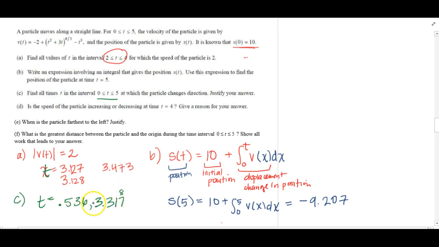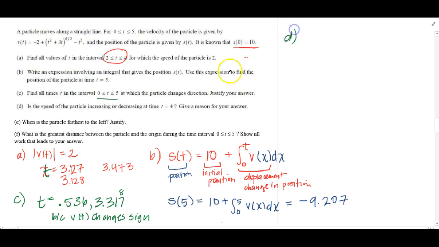So these are the two places where v of t changes sign. So we needed that justification that was asked for, and that's what the justification is. So those are the 2 times. And here's the justification, because v of t changes sign. So now let's go ahead and look at part D.